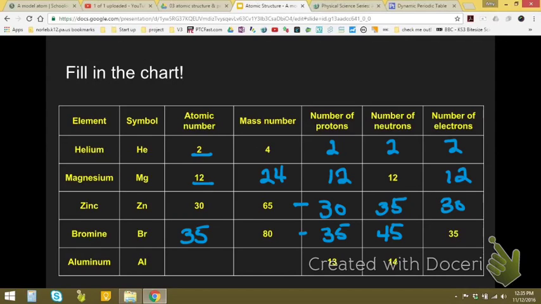And finally, moving on to aluminum. Our number of protons and our atomic number should be the same. Number of protons and number of electrons should also be the same in order to balance out. And then mass number comes from adding protons plus neutrons. So we get a total of 27.